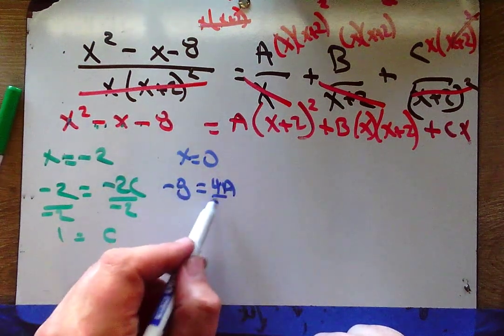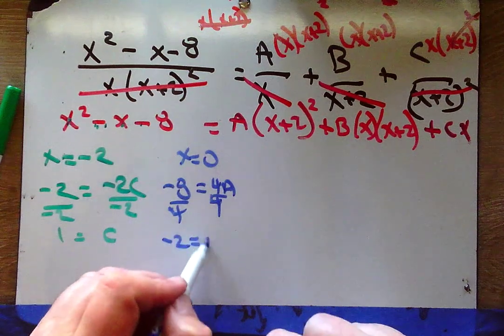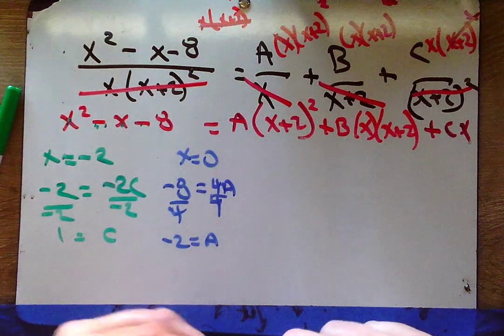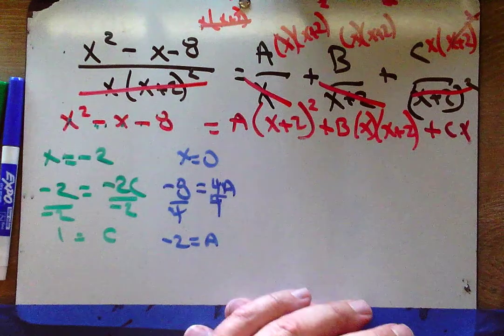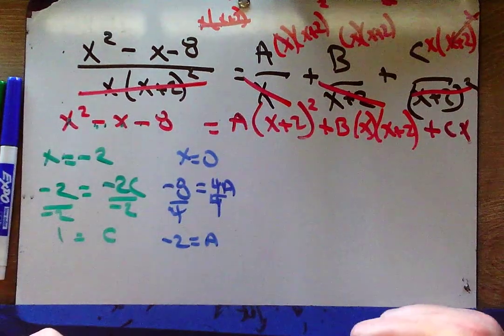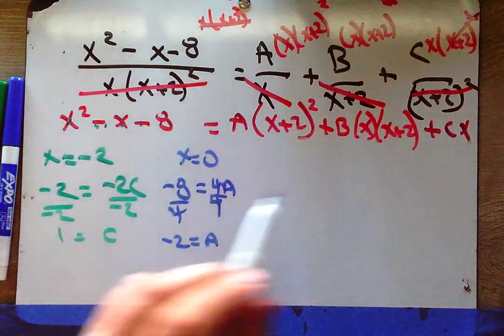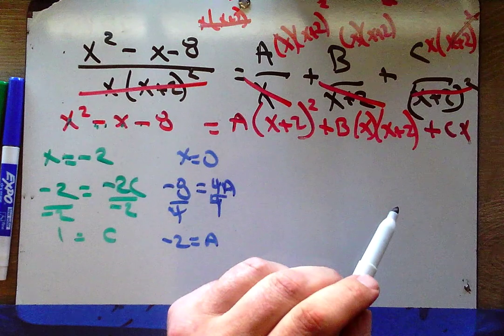And when I divide both sides by 4, I get negative 2 equals a. Fabulous. But what about my third constant? I need to find b, and I've used up all my magic numbers. Well, here is where you use a not-so-magic number. Pick any number you want.